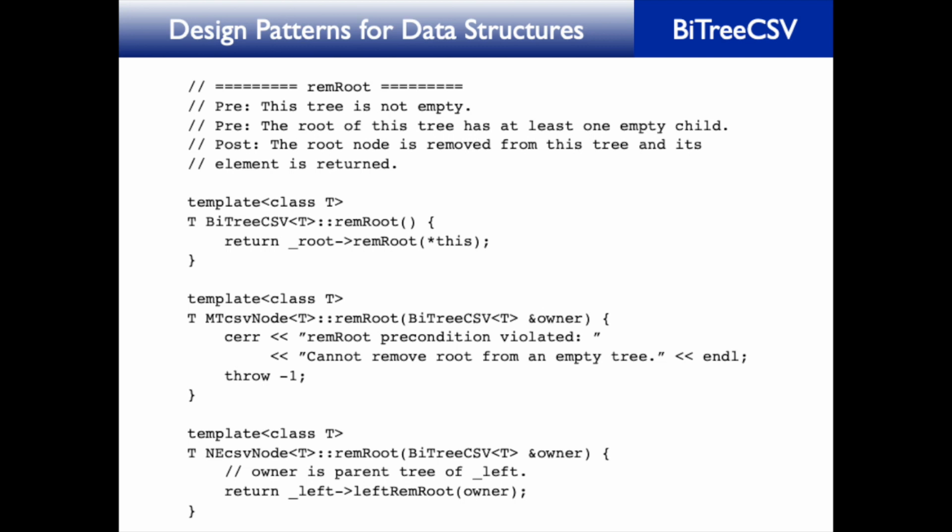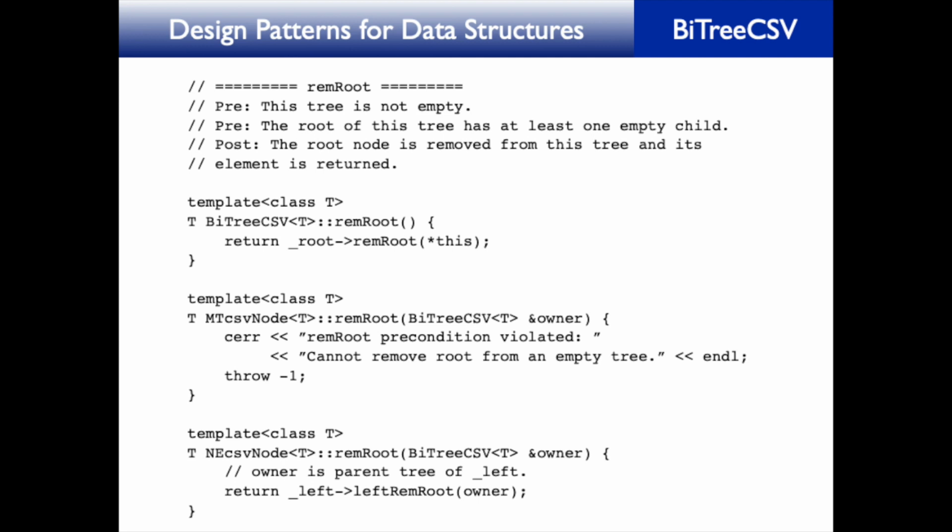Then the postcondition is that the root node is removed from this tree and its element is returned. So now, as usual, the tree version of remroot calls the node version of remroot, and it passes star this as the actual parameter corresponding to owner as the formal parameter.